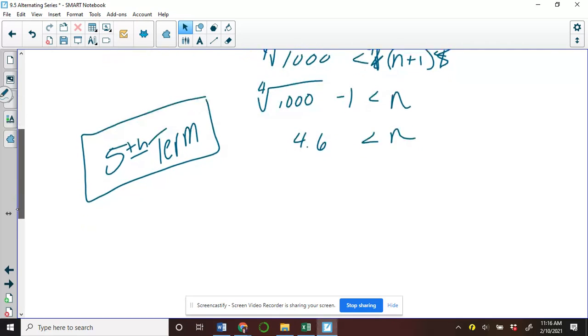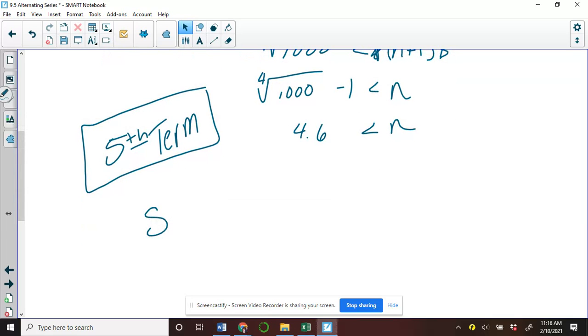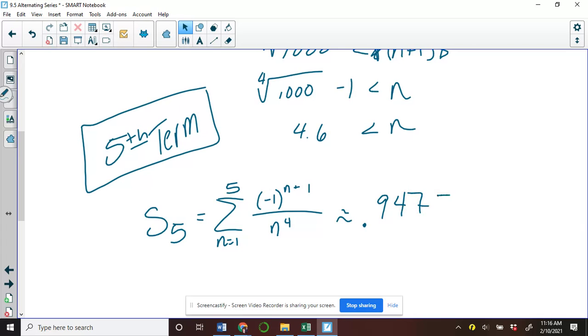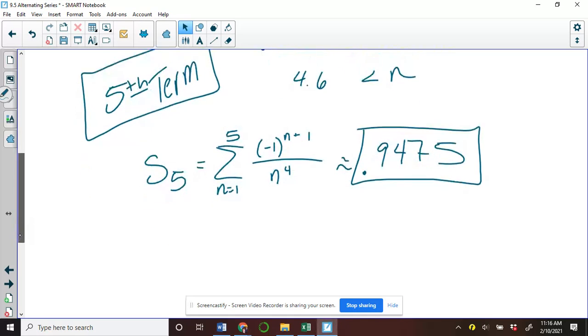And the sum of the 5th term would be the summation of n equals 1 to 5, negative 1 to the n plus 1 over n to the 4th, and that yields approximately 0.9475. And then if you wanted to find your error bounds, you could. Hopefully this is making sense. Reach out to me if you have questions. Just know later on we'll really heavily rely on error bounds. Right now we're just kind of dabbling with the concept.